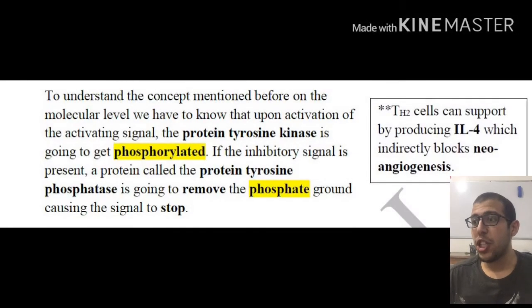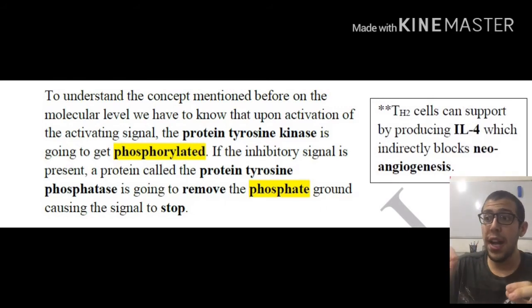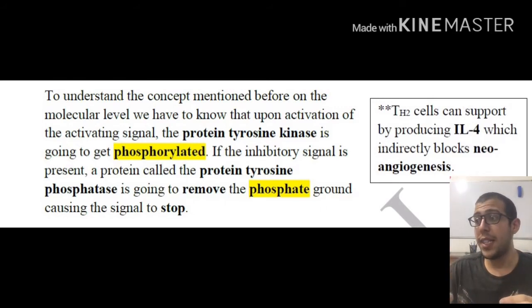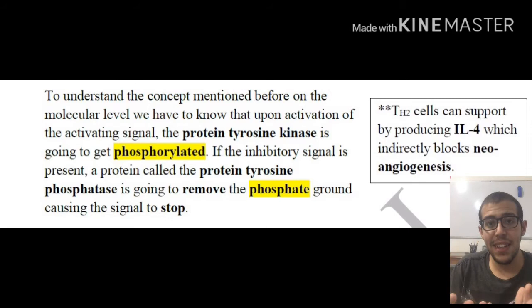To understand the concept mentioned before on the molecular level, we have to know that upon activation of the activating signal, the protein kinase, now we're talking, by the way, at the molecular level. So upon activation, the protein tyrosine kinase is going to get phosphorylated. When something gets phosphorylated, for the most part, it's going to get activated. So now this protein kinase is going to get phosphorylated. Now this is when we have a positive signal, an activating signal. Next, if there is an inhibitory signal, then what is going to be happening is that there's another protein called the protein tyrosine phosphatase, and well, we definitely know that the phosphatase is going to be removing phosphate groups.